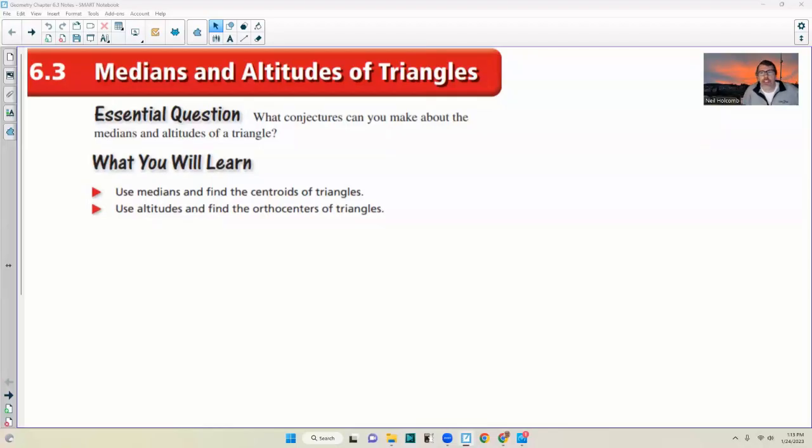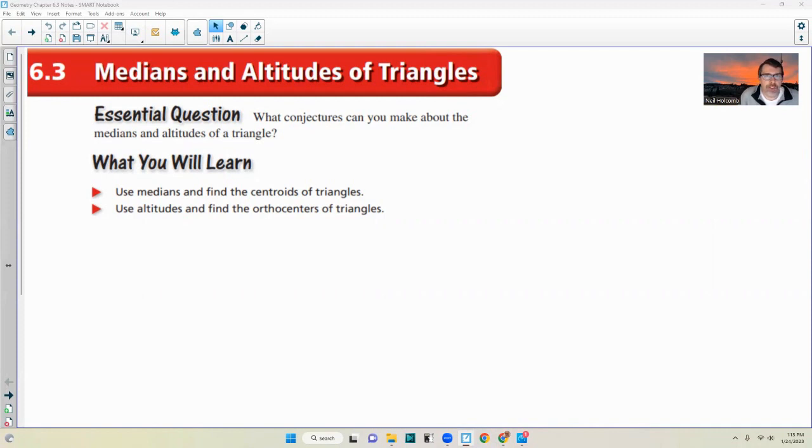Okay, this is chapter 6.3, medians and altitudes of triangles. The essential question is, what conjectures can you make about the medians and altitudes of a triangle? So what you will learn in this chapter section is you will use medians and find the centroids of triangles.